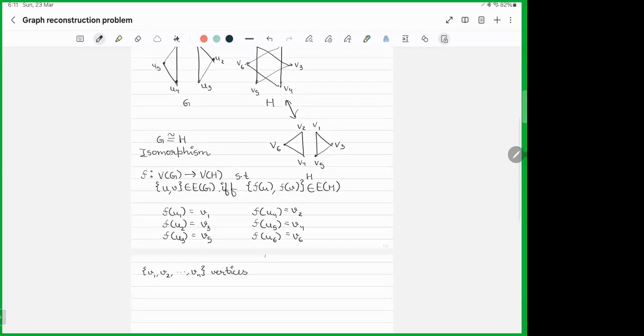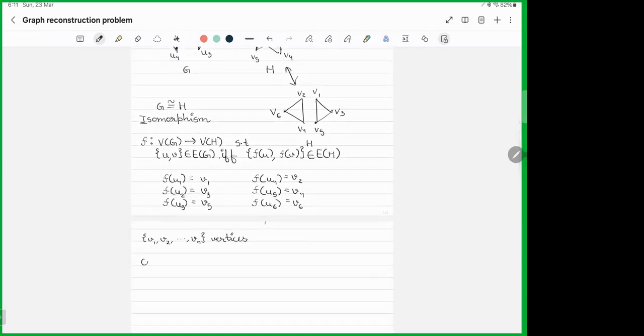Okay, so let me define what the order of a graph is. The order of a graph is the number of vertices in G. And what is the size? That is the number of edges in G. Okay.